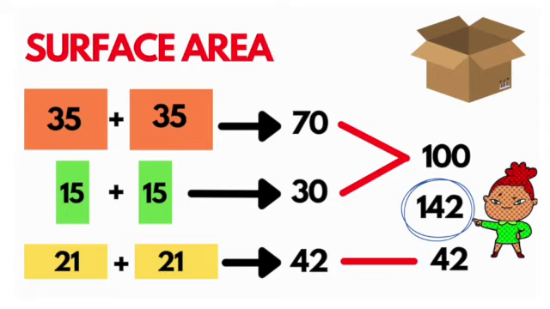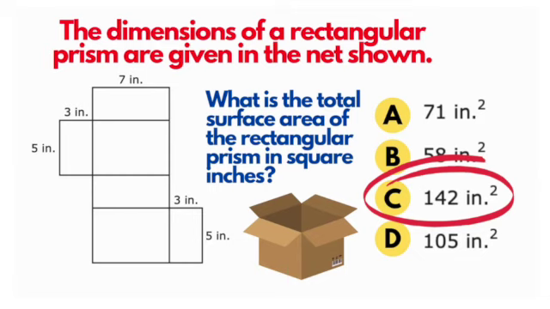The math really isn't that difficult on it, but let's look at the last problem and make sure we got it. What is the total surface area of this rectangular prism in square inches? 142 inches squared.